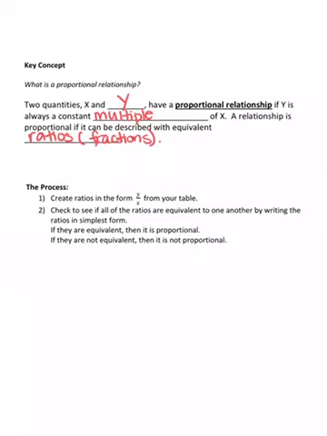Our process is pretty simple. There's only really two steps to check. One is to create ratios in the form of y over x, and we'll talk about y and x in a moment, from your table. And you want to check to see if all the ratios are equivalent to one another by writing the ratios in simplest form. The good thing about this is that we're going to be able to use calculators. Once you simplified all those ratios, if they are equivalent, meaning they have the same value, then it's proportional. If they are all not equivalent, then it's not proportional. And it's really that easy.